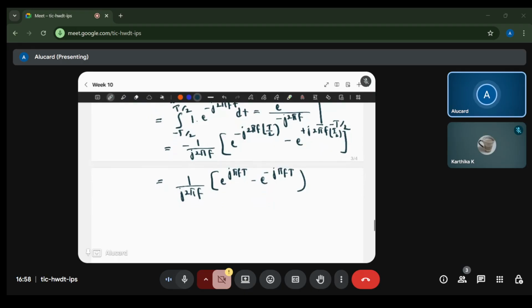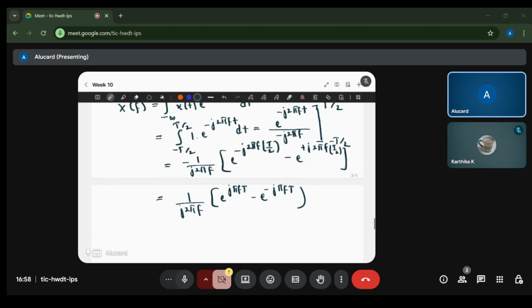Now further simplification I'll leave to you. As you can see, options are all in terms of sinc function. Sinc function is a function of the form sine of theta by theta. And you know that sine of theta is e power j theta minus e power minus j theta by 2j. So write this in terms of sine, then multiply and divide by T, then you'll get T sinc of something.